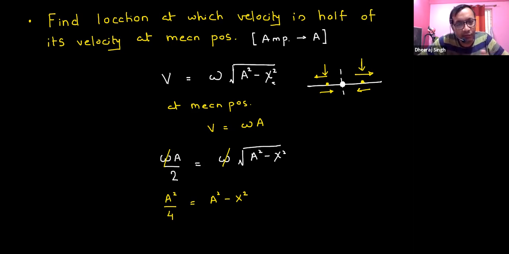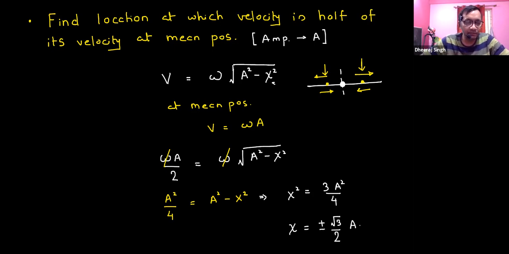It should not be that after solving, you are wondering, okay, will I get two values? So x square is equal to 3a square by 4. So x is equal to plus minus root 3 by 2 times a. This is the answer. Okay.